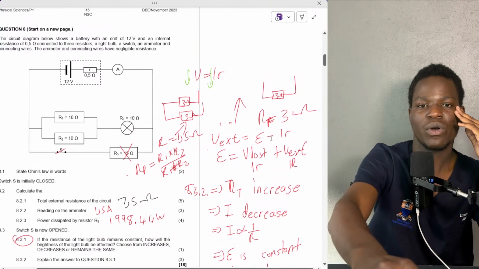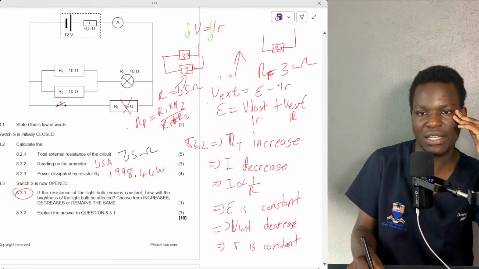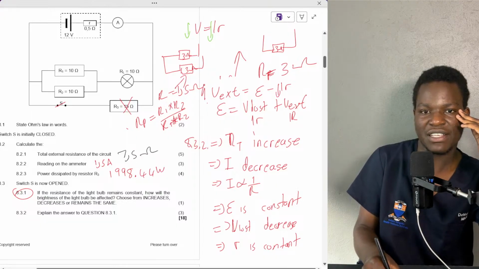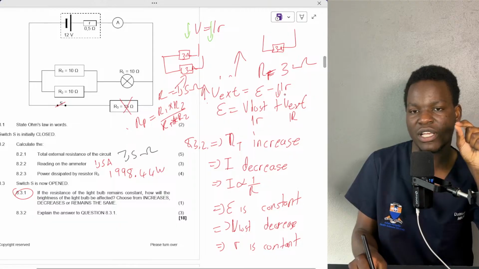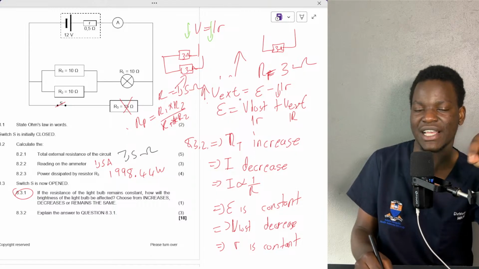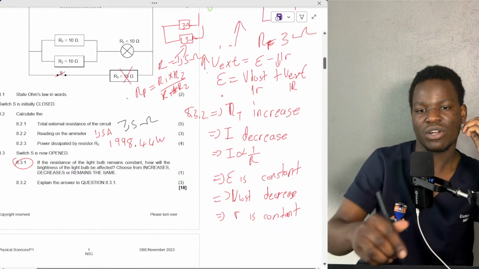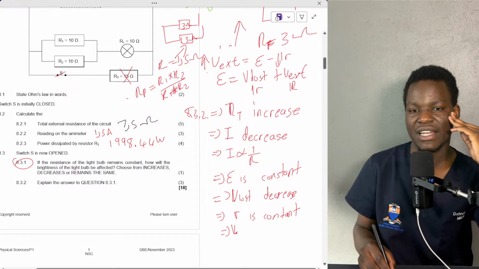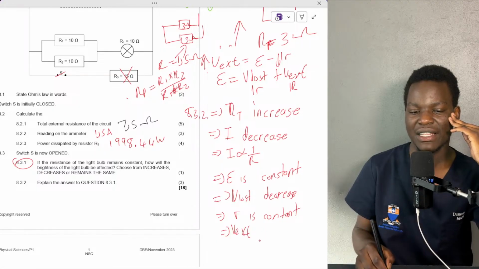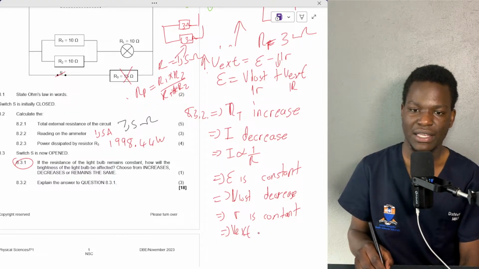So now when we continue here, if this one has decreased, it means therefore V external will increase, because less voltage will be spent inside the battery. It means that there will be more outside. Like how a smaller number will be subtracted from the EMF, there will be more outside. So now you just come and say V external is going to increase.